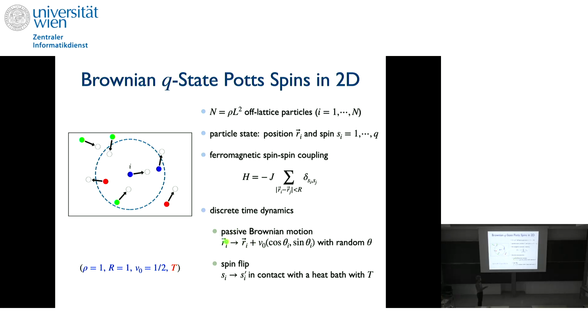And I consider discrete time dynamics. Each time, particles just perform random diffusion, there is no correlation, just pure diffusion, passive motion. But their spin degrees of freedom interact with others by adopting some Metropolis-type Monte Carlo rule or heat bath algorithm, anything you like. So in this case, I have some model parameters: particle density, interaction range, diffusivity of the particle, and the temperature. No, this is an off-lattice model. You can define a lattice model, but here, no.